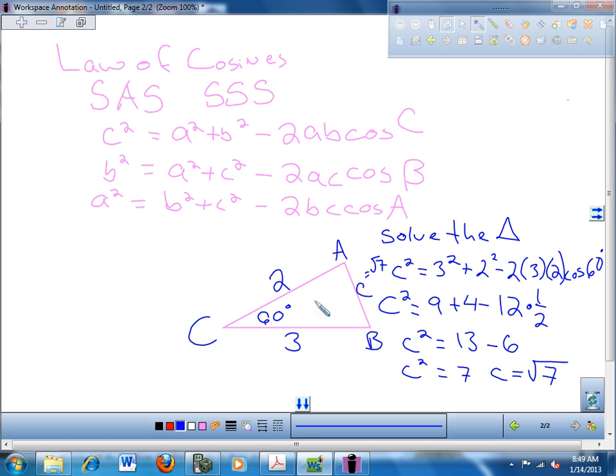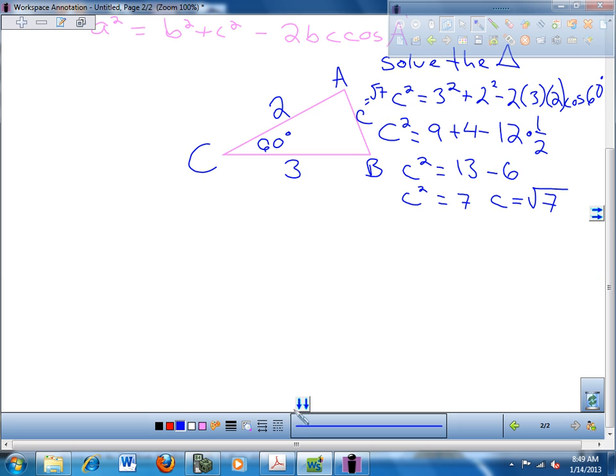Now we've got to find an angle. You could try to use law of sines, but is that going to work? Sine of 60 is to 7, and sine of A is to 3. You could do that, but then you have to worry about the ambiguous case and all that stuff. So let's find an angle using law of cosines. You want to find B over here.